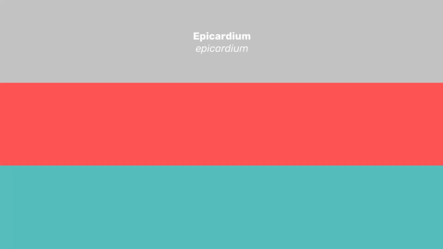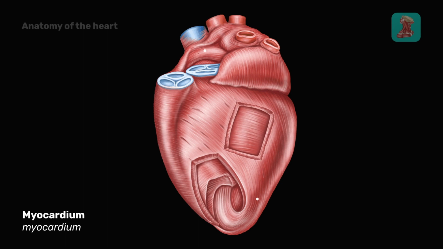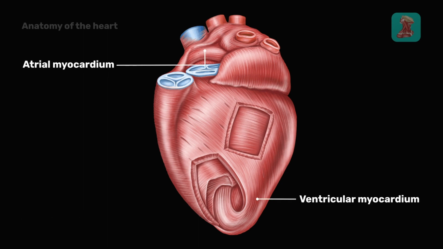The heart wall consists of 3 layers: the epicardium, the myocardium, and the endocardium. The epicardium is the external fibrous capsule of the heart. It passes into the serous pericardium. The myocardium is the middle muscle layer. The atrial myocardium is separated from the ventricular myocardium. The atrial myocardium consists of 2 layers. The superficial layer, which consists of circularly arranged fibers, and the deep layer, consisting of longitudinally arranged fibers.